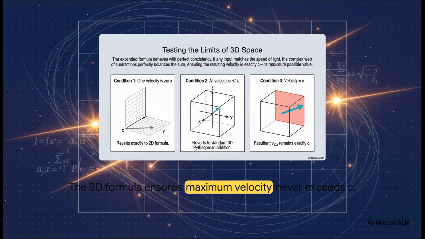But the real kicker is this. Even if multiple input velocities perfectly match the speed of light, the expanded formula's complex web of subtractions balances perfectly to ensure the final resultant velocity never ever exceeds c. The math is literally bulletproof.